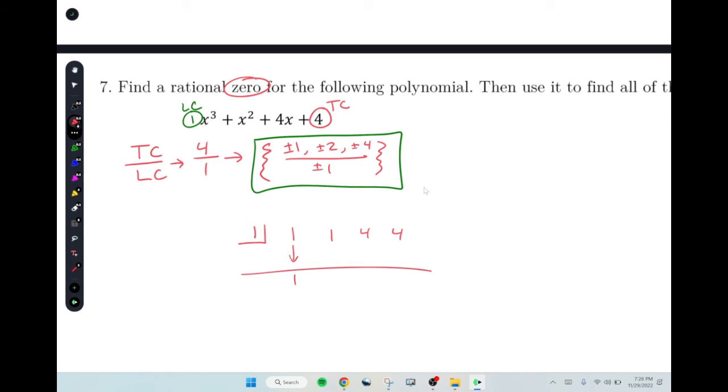So it said find a rational 0, then use it to find all the other ones. Yeah, you can group it. I'm not grouping it. I'm doing it this way. We'll get the same answer. You can group it. Go for it. But if the test doesn't have grouping, this is a good thing to know how to do.